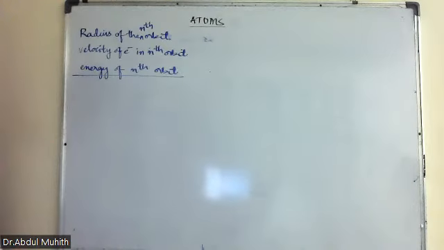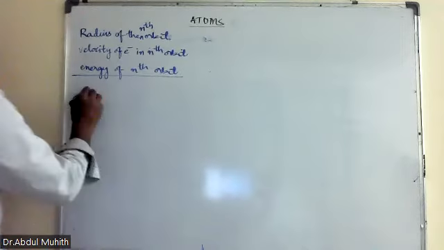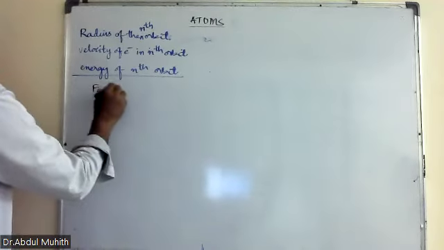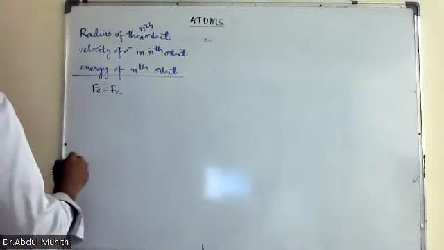Now we will start with the first one. That is, we start with the electron. There are two forces balanced: Fe is equal to Fc. Centripetal force is equal to electrostatic force.